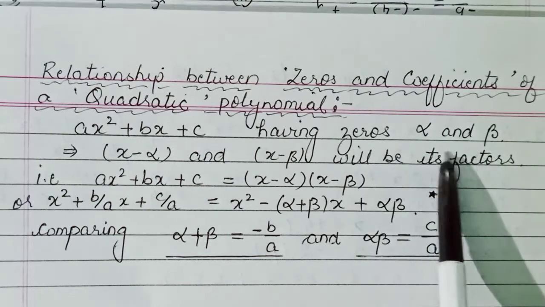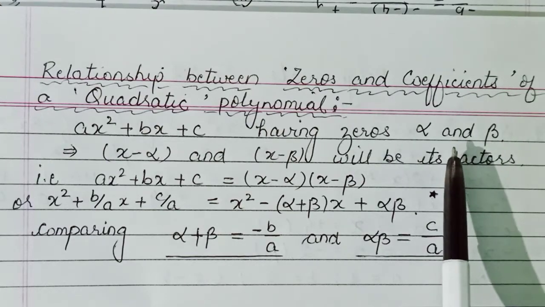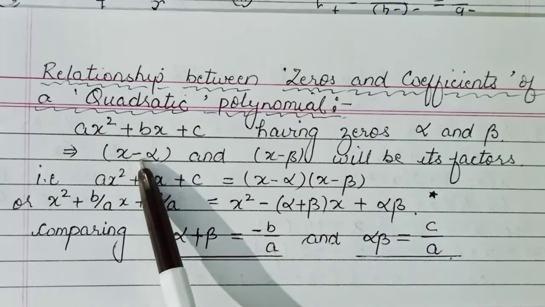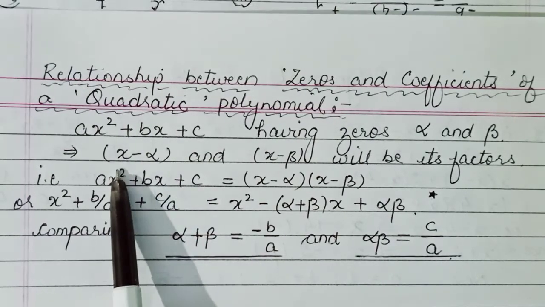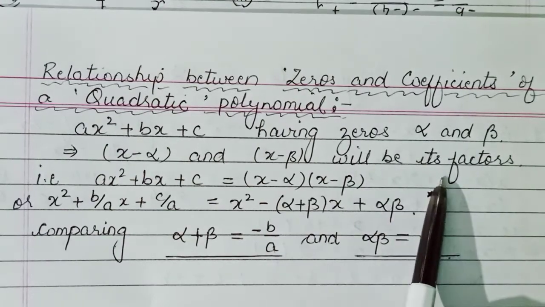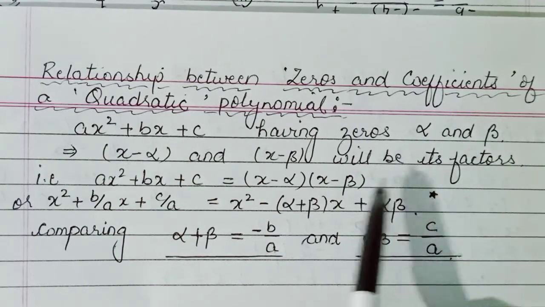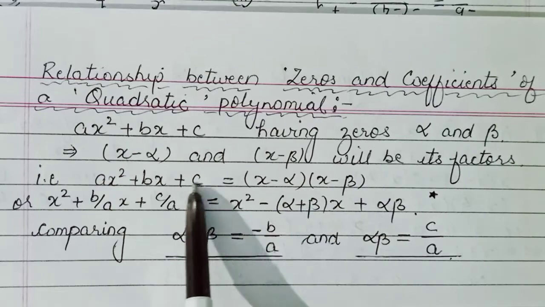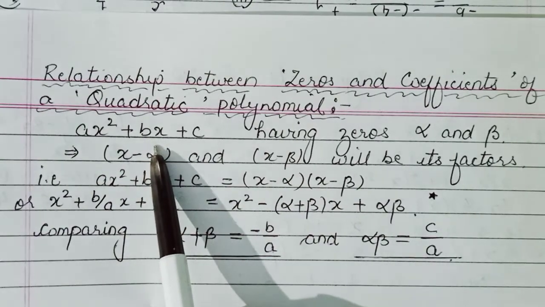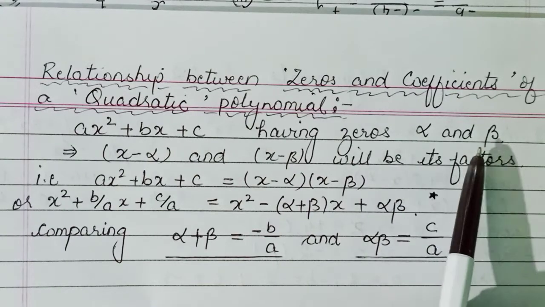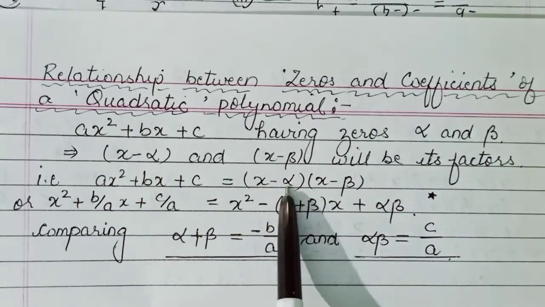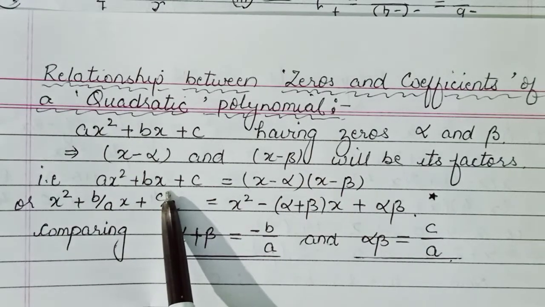Okay, so if these are the zeros, you know from your class 9 knowledge that if you have zeros, then we get factors from there. So x minus alpha and x minus beta become the factors of that polynomial. And if we multiply the factors, we should end up getting the polynomial, right? So we had started off with this quadratic polynomial having zeros as alpha and beta. Then these two become its factors. So multiplying this, you get this quadratic polynomial.